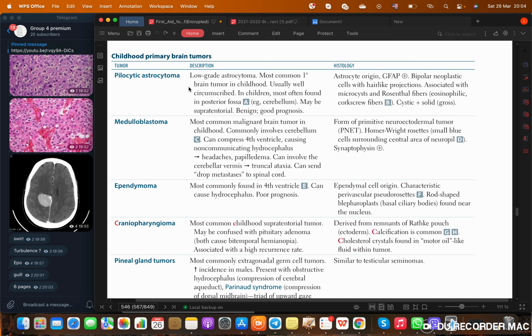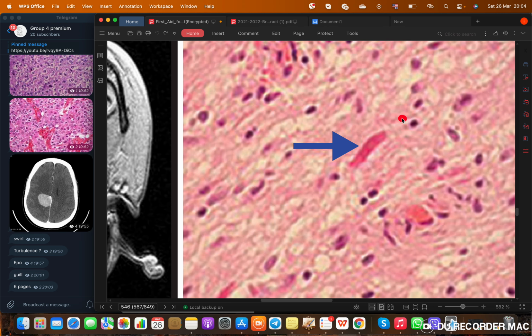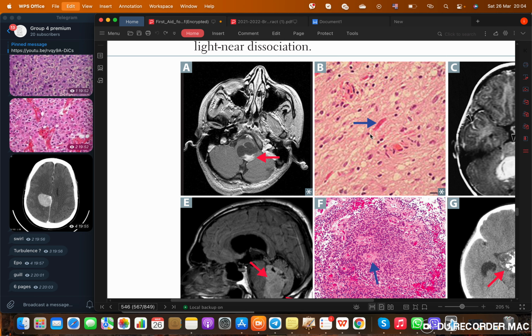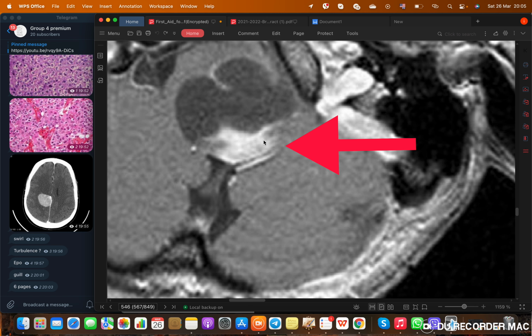Astrocytoma, so GFAP positive, like a glioblastoma, but a glioblastoma was malignant, right? Bipolar neoplastic cells with hair-like projections. It's associated with Rosenthal fibers, which are eosinophilic corkscrew fibers that you can see here. And really important, this is what they show you in the exam.